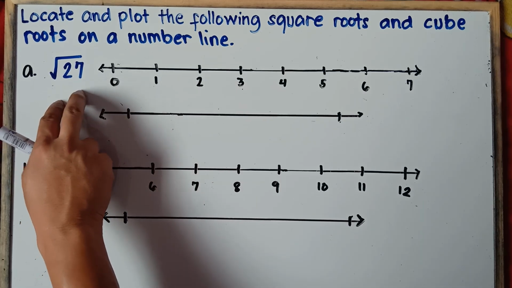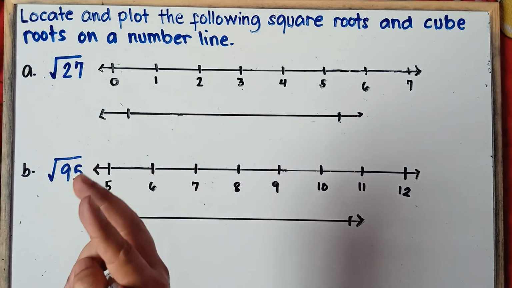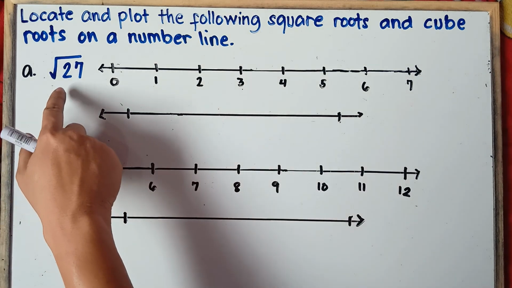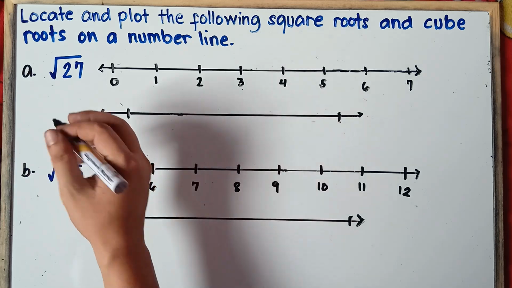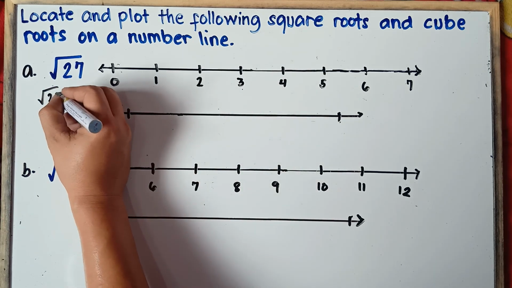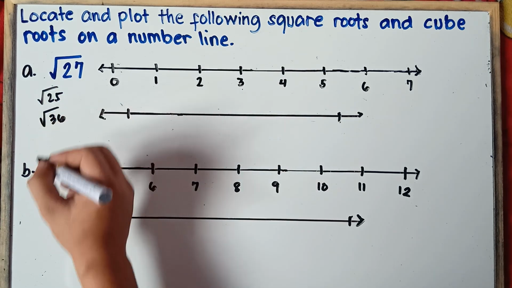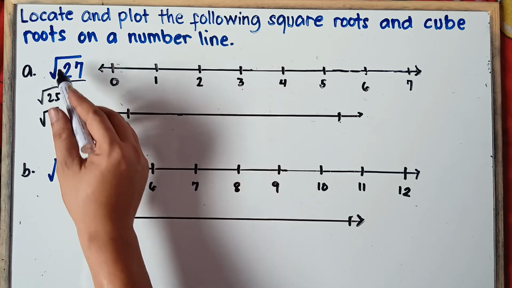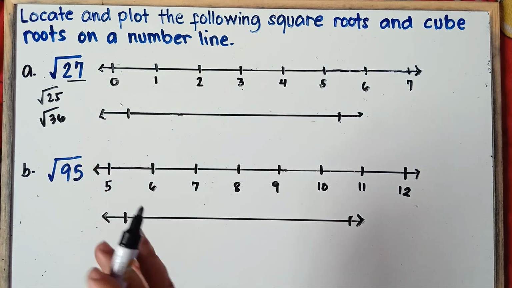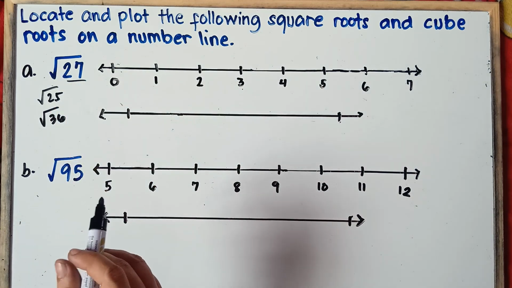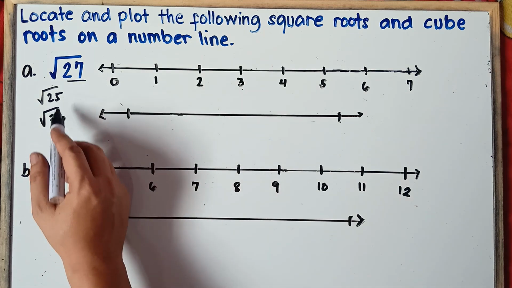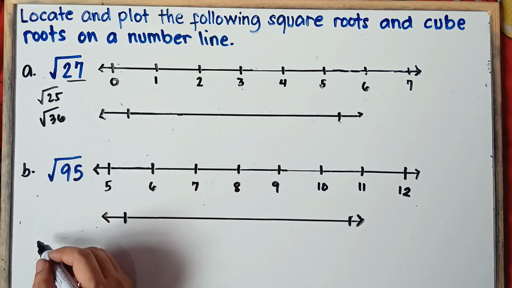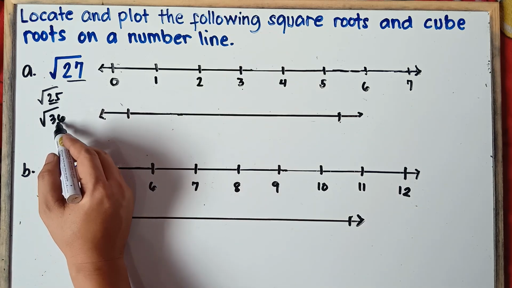Now for you to plot this one, class, you think of two perfect squares that are near to square root of 27. Of course, there would be square root of 25 and then square root of 36, right? Once again, class, you think of a radicand. This 27 inside the square root is what we call the radicand. So you think of a radicand in which the radicand is a perfect square that is near to 27. Of course, there would be 25 and 36.